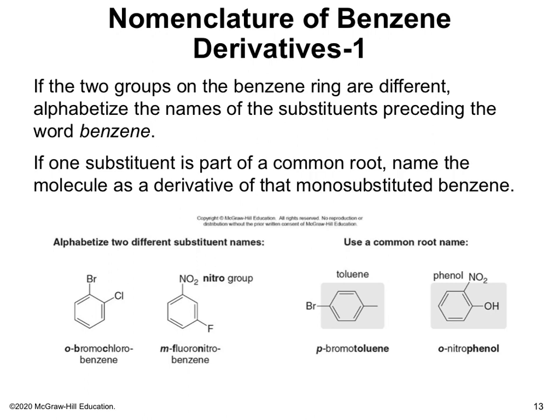Okay, so you can alphabetize them. So B comes before C, so ortho-bromochlorobenzene. So that implies that the 1 is for chloro and 2 is bromine. Meta-fluoronitrobenzene. Para-bromotoluene, so this is toluene. Ortho-nitrophenol.